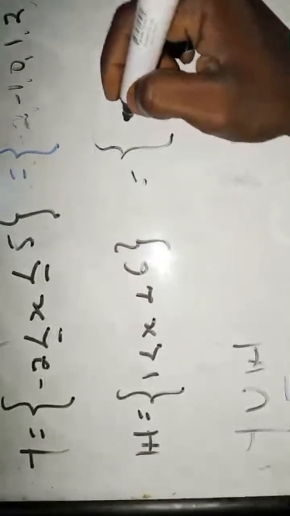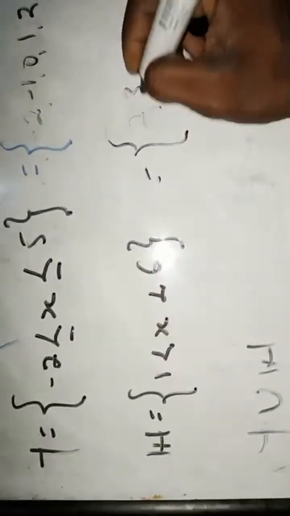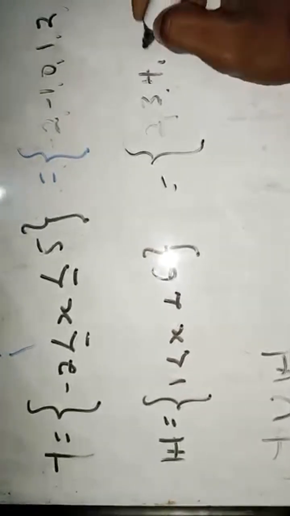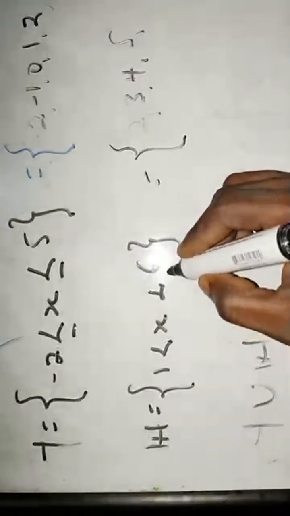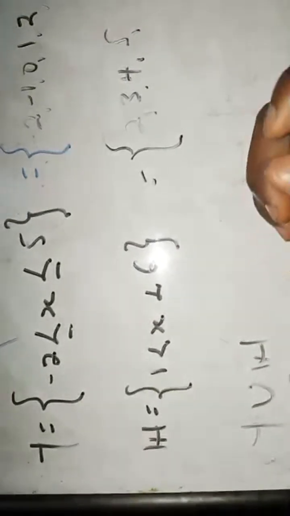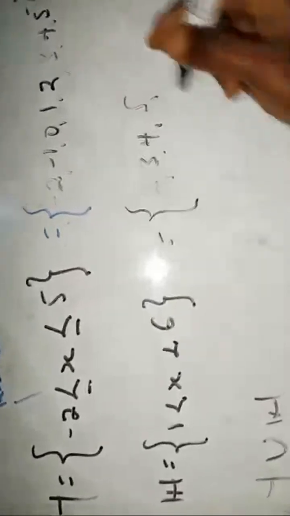Now we have this guy here, so we are going to have it from 2. So you have 2, 3, 4, and then 5. And then look at the next one here: x is less than 6. Is that okay? So x is less than 6, meaning that we are going to end before 6.